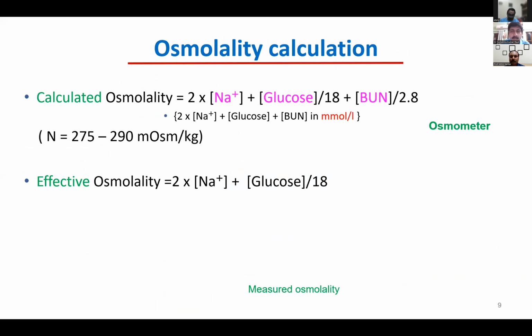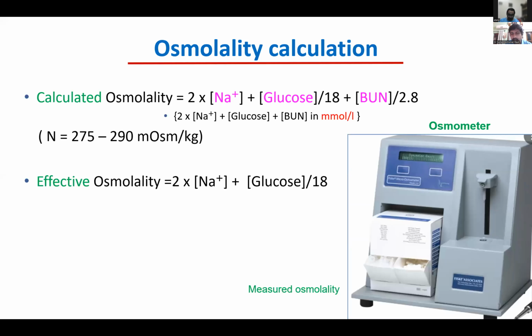Remember, suppose the patient has a urea of 40, the BUN will become approximately 20, half the value of urea. And why is it 2 times sodium? Sodium is a monovalent ion, but still it has a multiplication of 2. That's because sodium doesn't come alone. It comes with something like chloride that also equally contributes to the osmolality. So osmolality is 2 times sodium, that is sodium plus chloride, plus glucose by 18. And the tonicity will be deleting the urea. Only the sodium and glucose will maintain the tonicity.